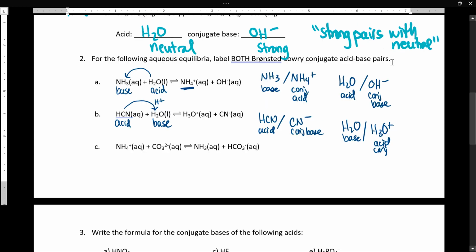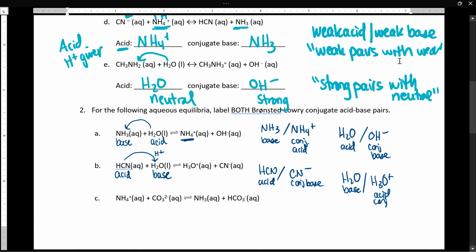And I want to point out again what I said earlier: weak pairs with weak, strong pairs with neutral. So NH3 is a weak base, its conjugate acid is a weak acid. HCN is a weak acid, its conjugate is going to be a weak base. Over here though, water is neutral, its conjugate is going to be strong. And down here, water is neutral, so its conjugate acid is also going to be a strong acid. So weak pairs with weak, strong pairs with neutral.